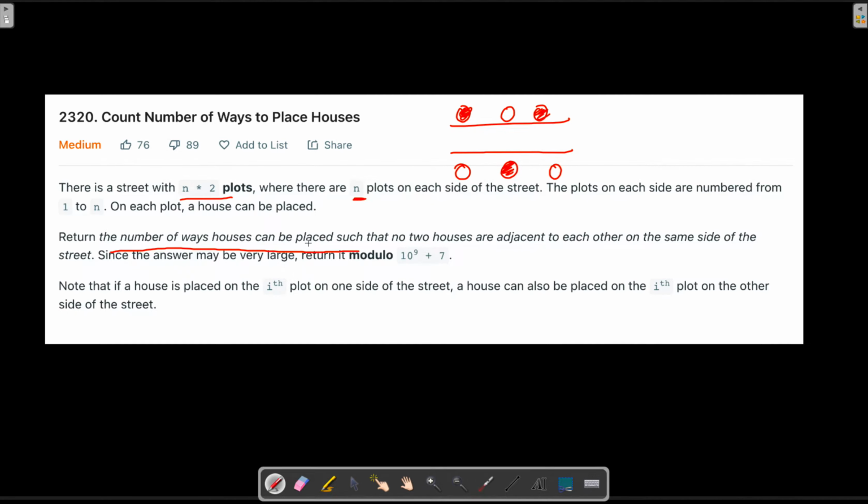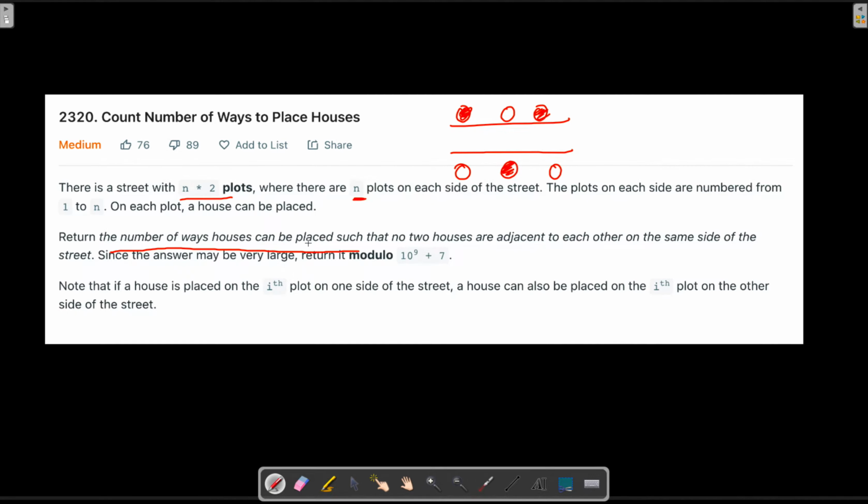So essentially, we just need to calculate the number of ways to arrange or put houses on one side of the street, and that will give us the answer for both the sides. So let's focus on just one side itself. Now let's take an example where we have 3 plots. So let me put 3 plots here, 1, 2, 3.